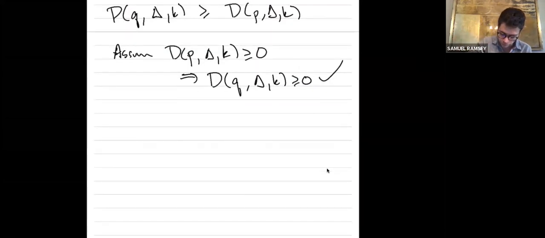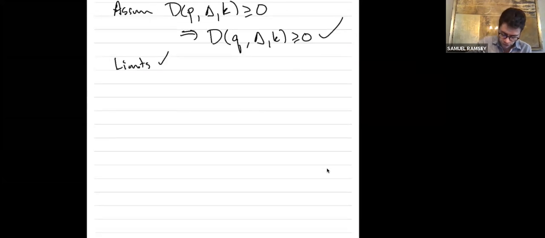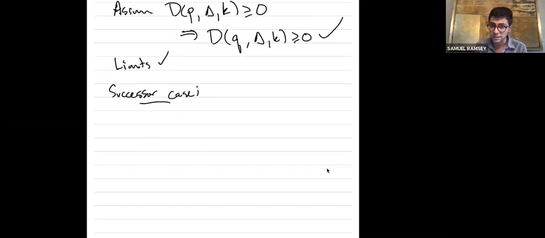All right, so now it's also going to be true for a limit by induction. So the real challenge now is to do the successor case. And what does the successor case say? Okay, so we assume that D_P(delta, k) is greater than or equal to alpha plus 1.